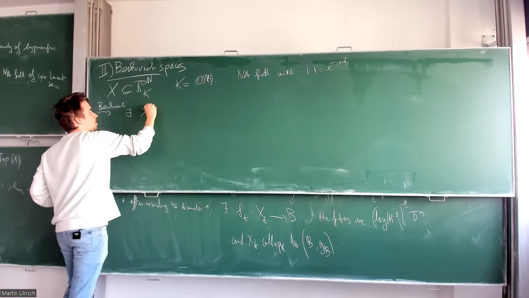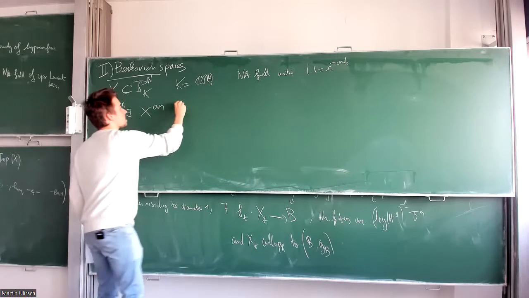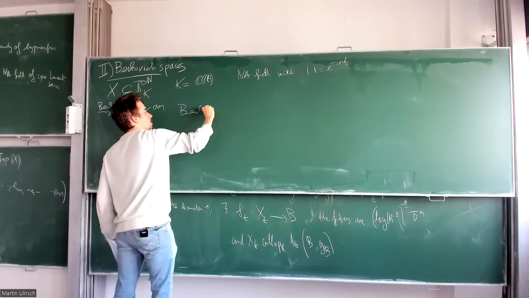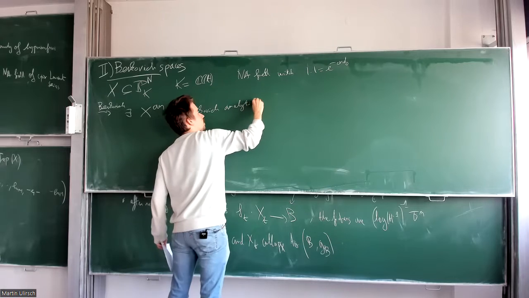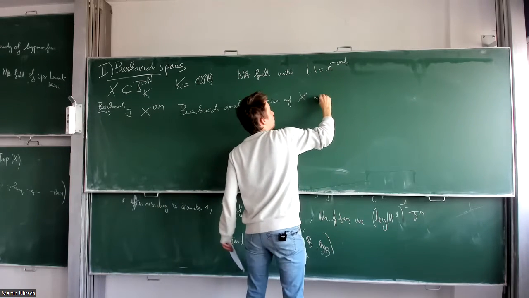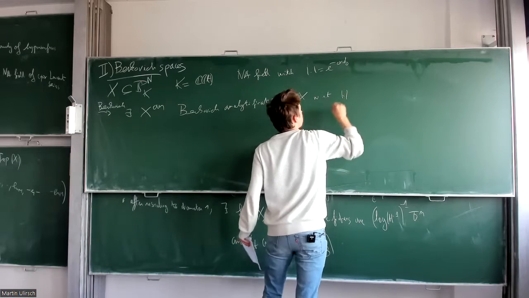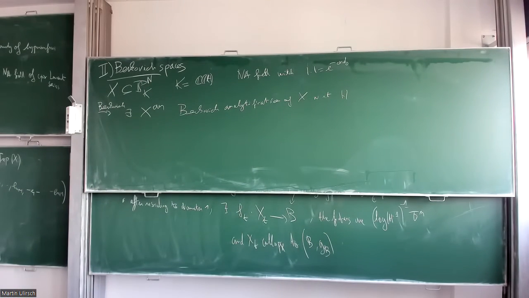there exists what I'm going to write as X^an. This is going to be the Berkovich analytification of X with respect to this non-Archimedean absolute value. And for now, for me, this is just going to be a topological space.